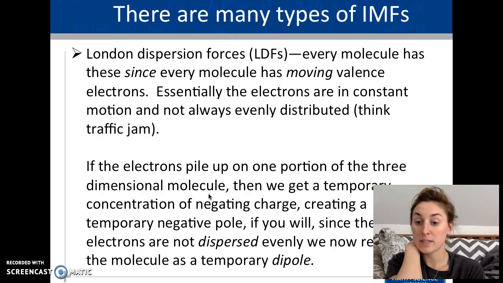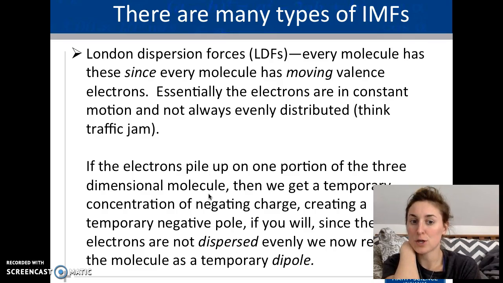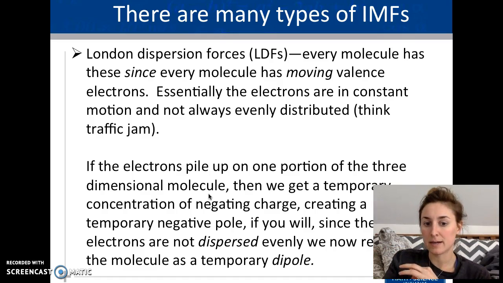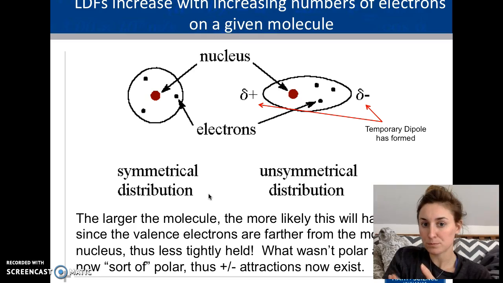One example of this is London dispersion forces, and if we think about it, electrons, even if they're bonded, are still moving. And so that negative charge that the electrons have is not always in one place. Therefore, the concentration of negative charge, or a partial negative charge, is not always in the same place. They can kind of pile up in places and create a dipole.